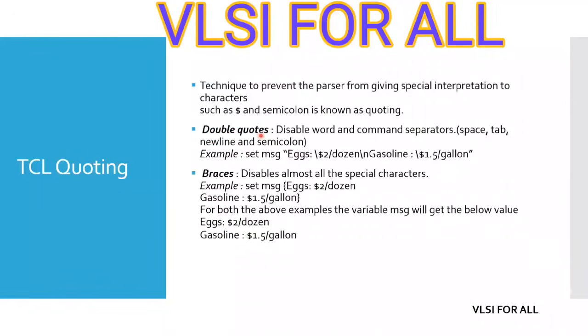The same example which we saw here, we'll just review it again with the quotes. If we use double quotes, it disables word and command separators like space, tab, new line, and semicolon. So here a double quote is used. It gives this result. And if a double quote is used, it's going to ignore spaces, tabs, new line, and semicolon only. So here, if a special character like dollar has to be ignored, it again has to use backslash substitution, only for the special character.